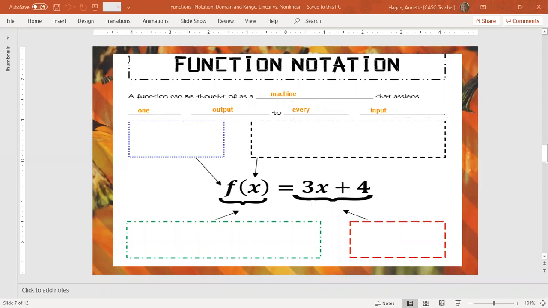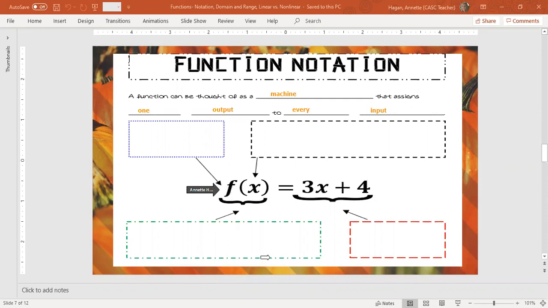All right, so this is the breakdown of function notation. You see an f and then parentheses with an x inside, and then it usually equals some type of equation, 3x plus 4, 1/2 x minus 8, it just depends. We read this as f of x. That's how we say this.